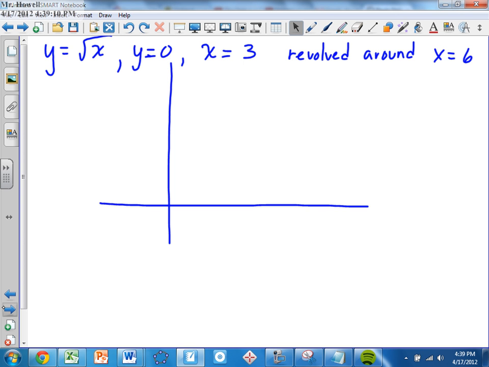All right, so we've got y equals square root of x. We've got the region y equals 0, x equals 3. And we want to take the region that's formed from these three and revolve it around the line x equals 6. Okay, and you know what the hardest part here is that people confuse? The actual setup. A lot of people get confused on what's going on right here.